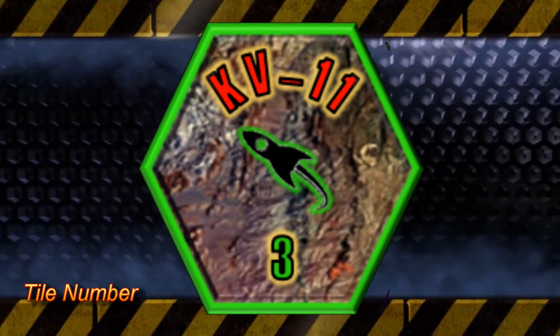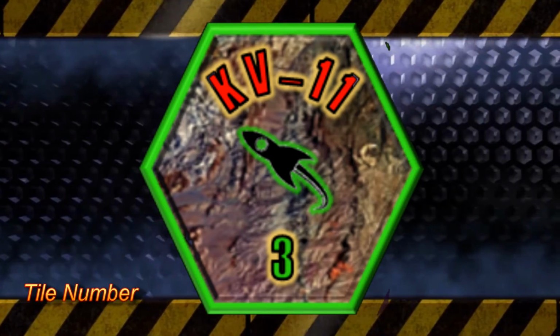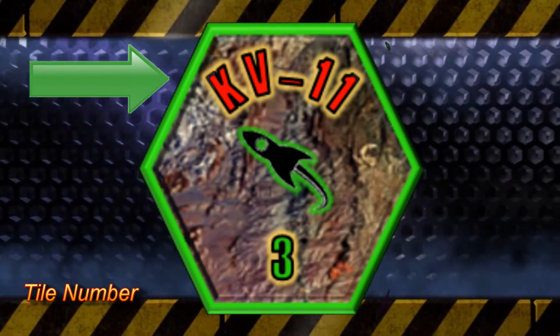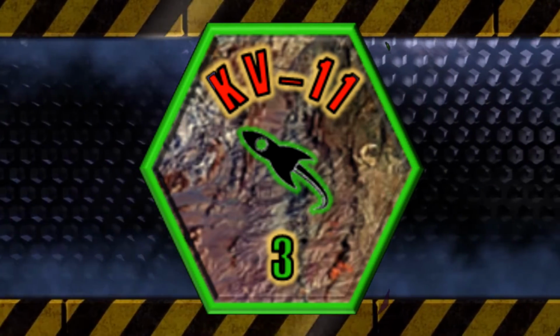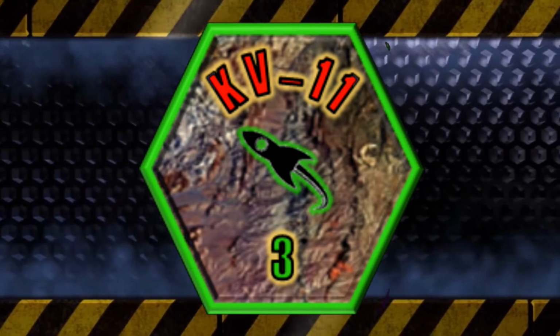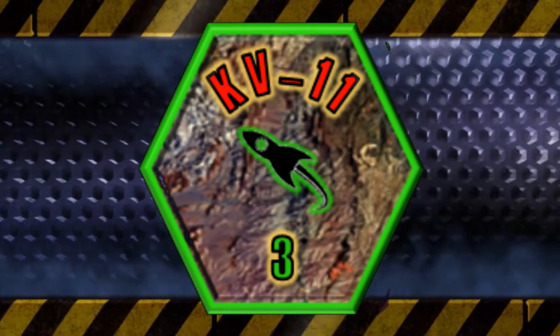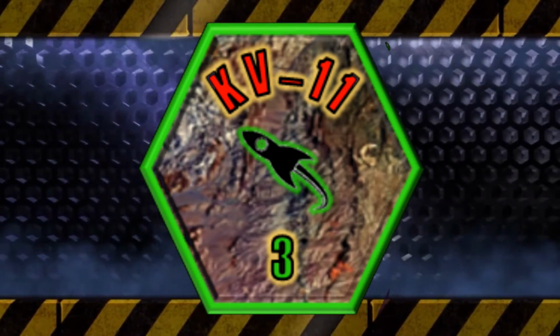Earlier you heard me mention the tile number, KV11. That's the specific number for the tile we're looking at right now. You can see it listed across the top of the tile. This is always shown in red. The tile numbers are primarily used by War Masters to designate their target priority.